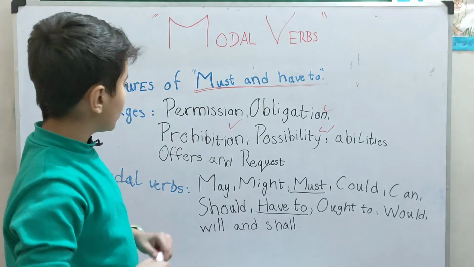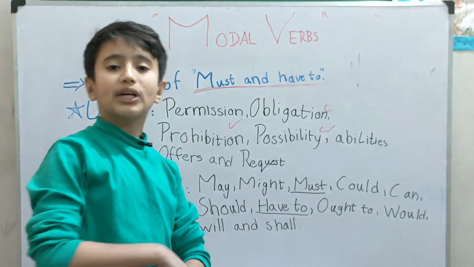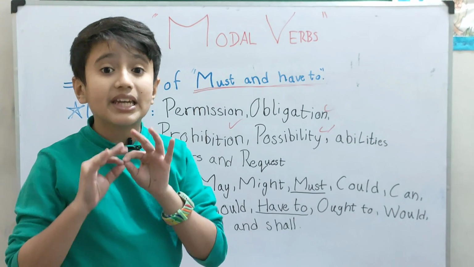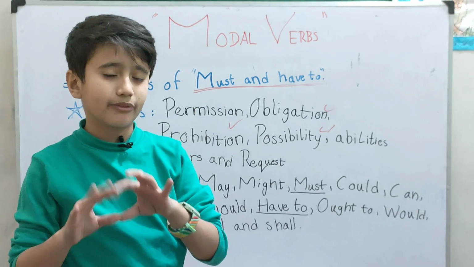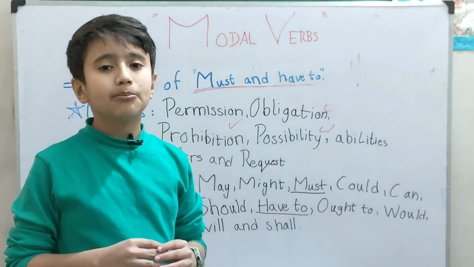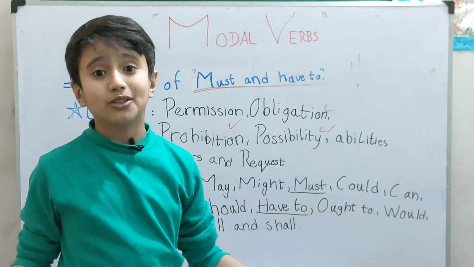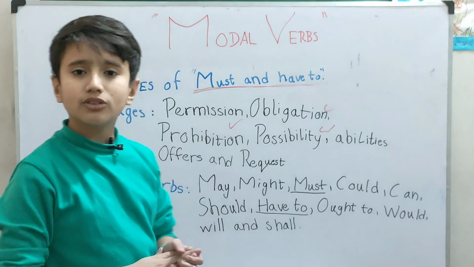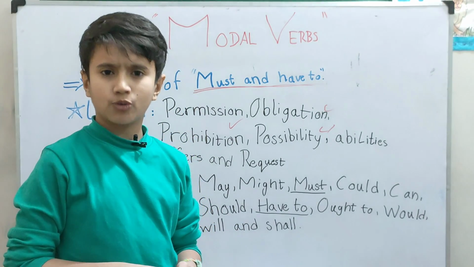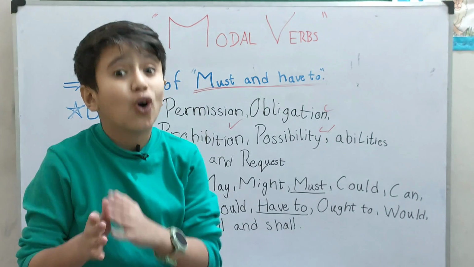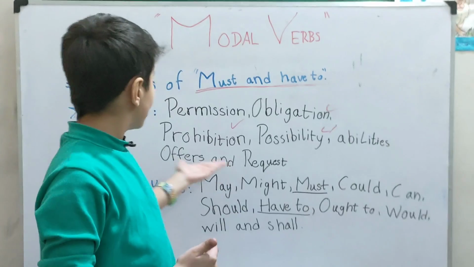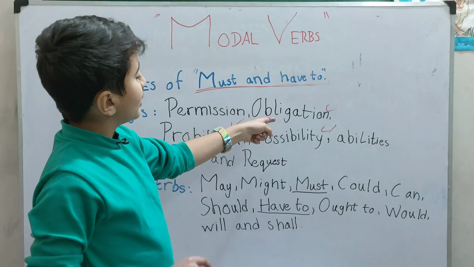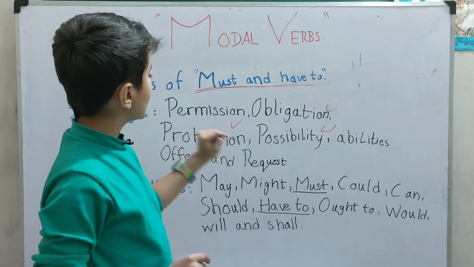Now what are they used for? Can you use offer and request? You can say, you must help me. Now this is not an offer. It is a very informal offer, but simply this is an order, not an offer. You should help me. You have to help me. This is an order. A request: you must drink a cup of coffee with me. Now this is an order, not a request or an offer. So these cannot be used here. They are used for only 3 things: obligation, prohibition and possibility.